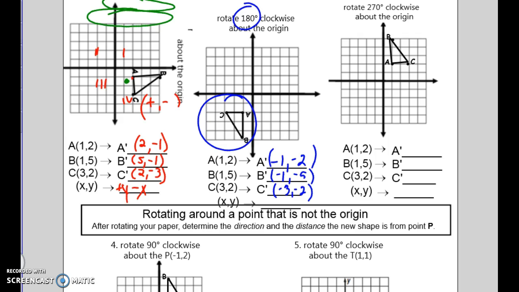When I rotate 3 times, when I rotate once, I'd flip. Rotate again, I'd flip back. And then here would mean that I would flip them again. So I'm going to flip my numbers. So you should have had 2, 1, 5, 1, and 2, 3. But now what kind of number goes in this quadrant? A negative positive.